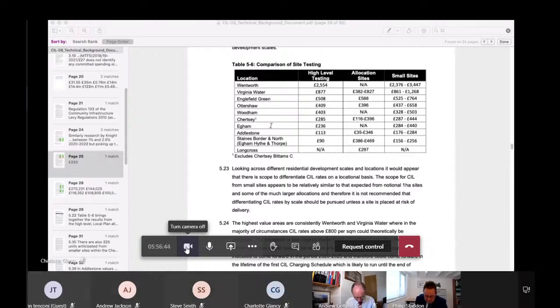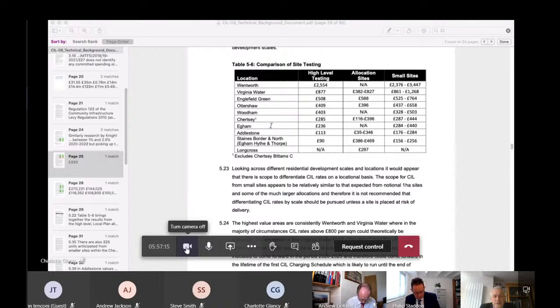Just in terms of the buffer, as I was saying a moment ago, we've applied a 50% buffer simply because it's our first draft charging schedule, so we kind of need to know where to set CIL rates with a little bit more flexibility. And also given the high-level nature of viability, which is what it's always going to be when you have local plan or CIL viability assessments.